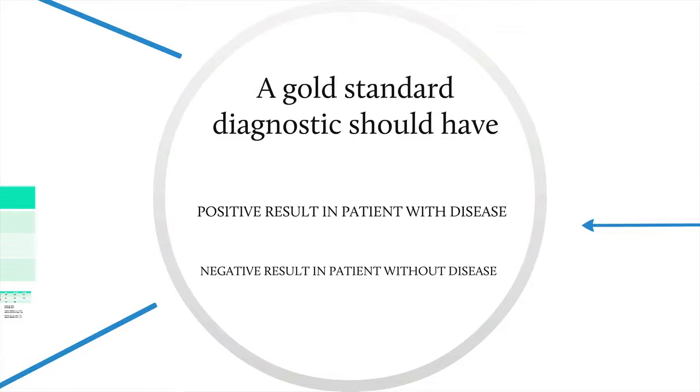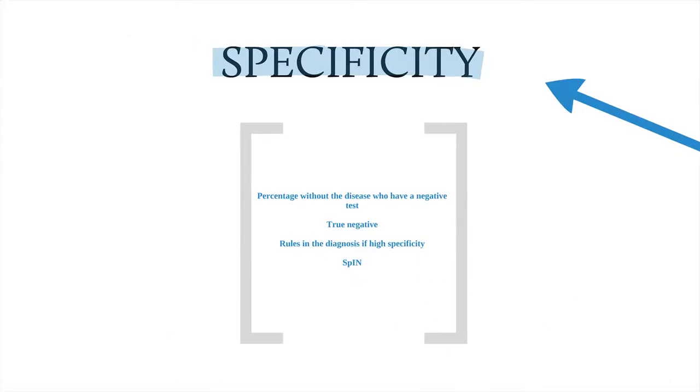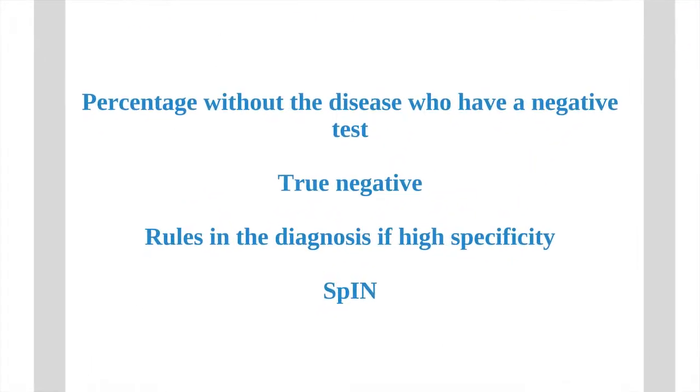So how do you go about assessing how good a test is based on these criteria? Well, there are a few parameters you can look at when examining the quality of a diagnostic test. One of these is to look at the specificity and sensitivity. Now, the specificity of a test represents the proportion of patients who do not have the disease who have a negative result on the diagnostic test you're looking at. So in other words, a proportion of true negatives. And so a test with a high specificity will help you rule in the diagnosis if the result is positive.